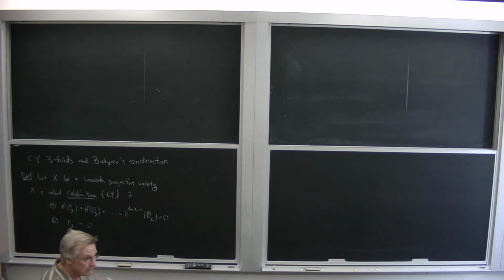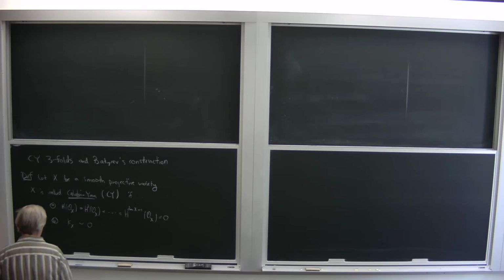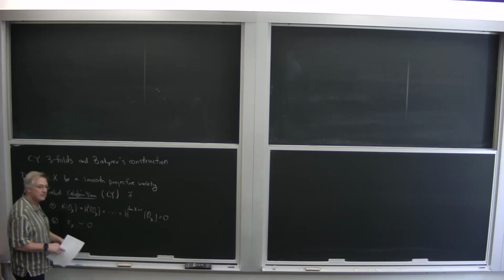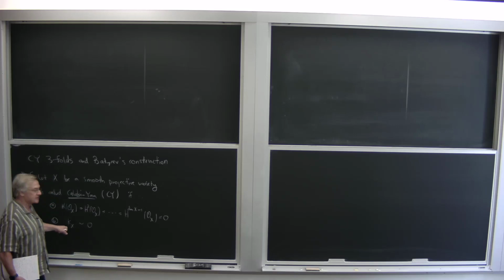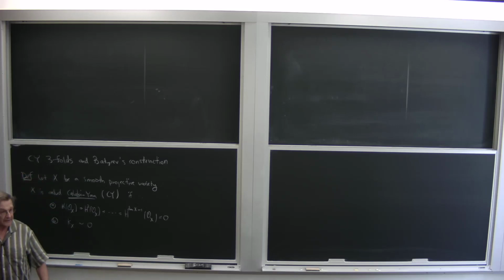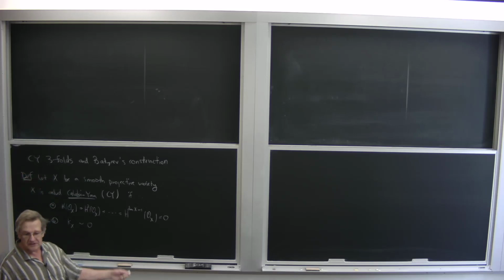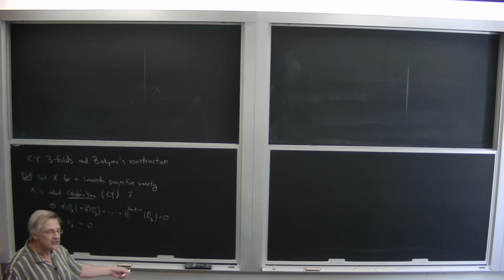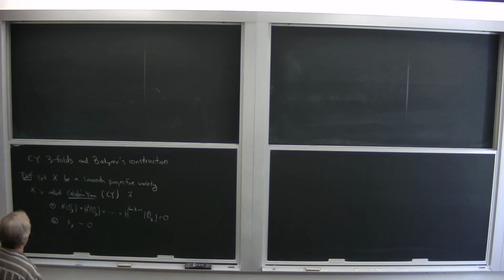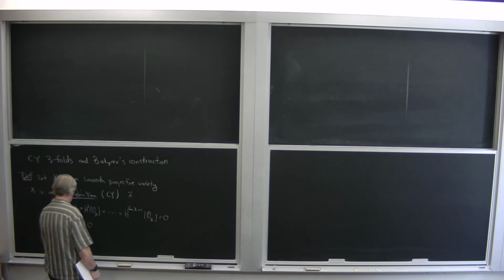You could think of K_X equivalent to 0 as being like there's some patch where it's Gorenstein. Yeah, this is very much a Gorenstein kind of thing. In fact, we're going to see reflexive polytopes. All these things are incantations of Gorensteinness, but we're not going to talk about that too much today.